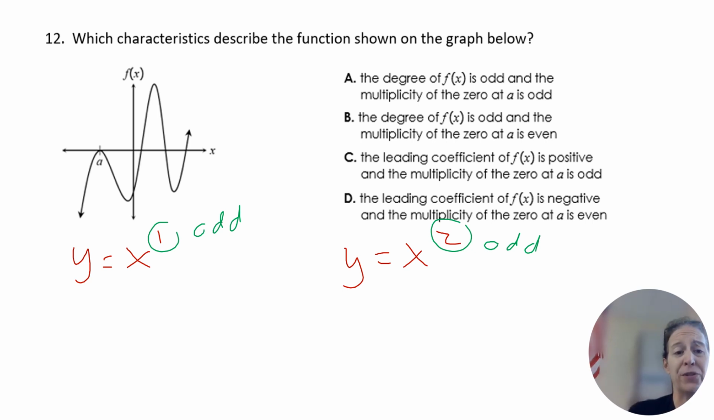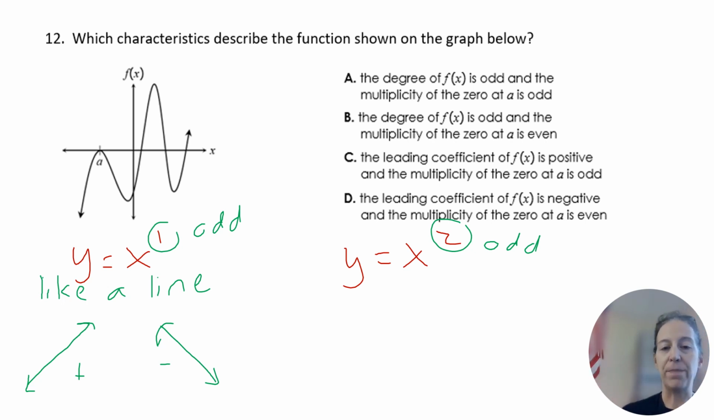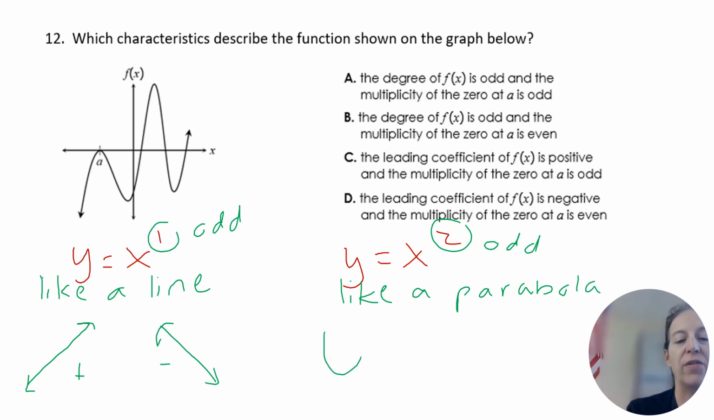So y equals x is simply a line. The way I taught that in class was that an odd degree polynomial behaves like a line. If the leading coefficient is positive, it tilts up like a line, and if the leading coefficient is negative, it tilts down. An even degree polynomial will behave like a parabola. It's not necessarily a parabola unless it is degree 2, but the end behavior will be like a parabola, and that would point up if the leading coefficient is positive or down if the leading coefficient is negative.